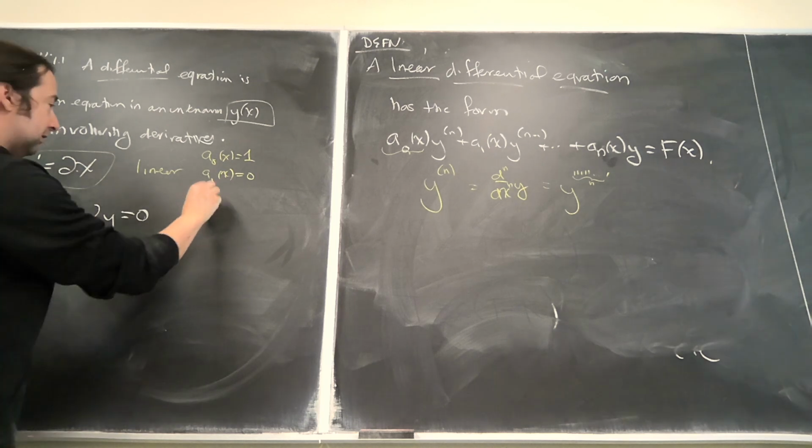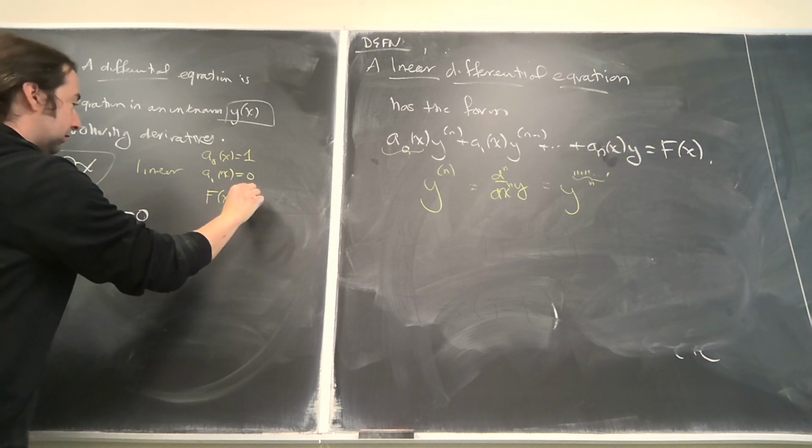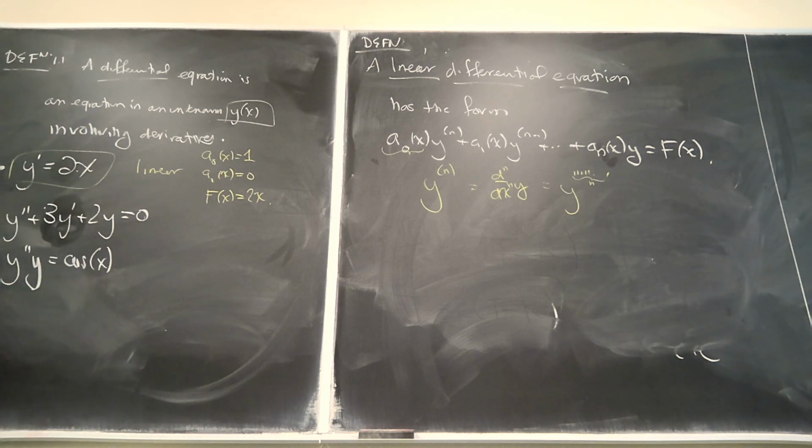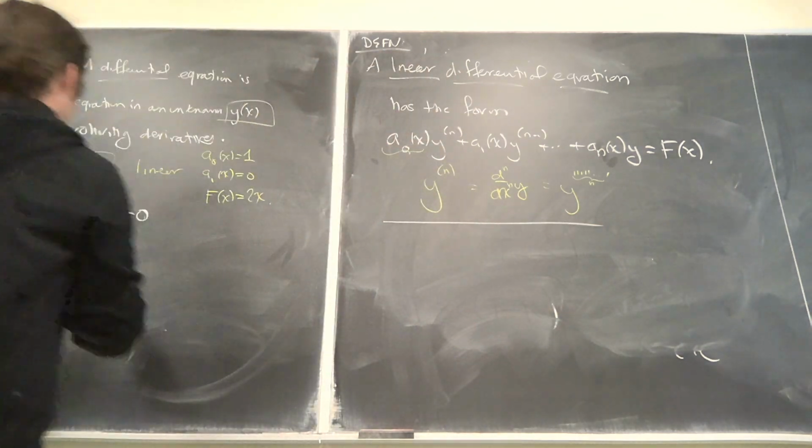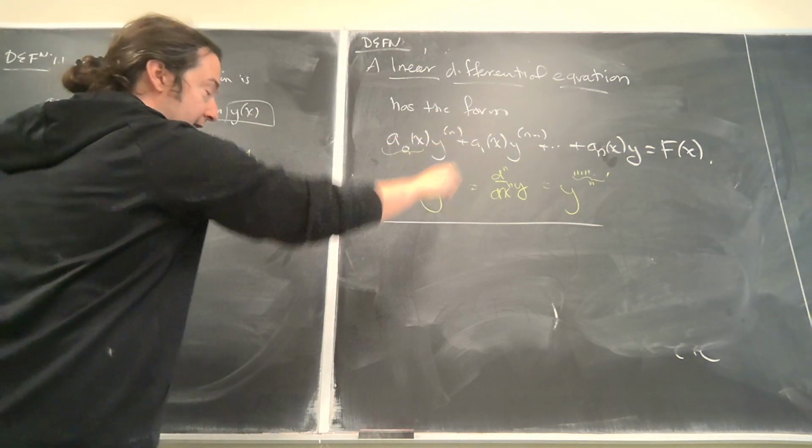Capital F of x is equal to 2x. Now I got a question in the last class. Why do we even care about a function being on the other side of this? Why just not have y's all mixed together? And I guess I should probably motivate that. Like, why do we have this f of x over here?